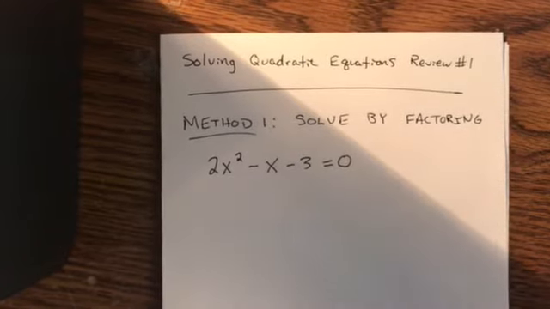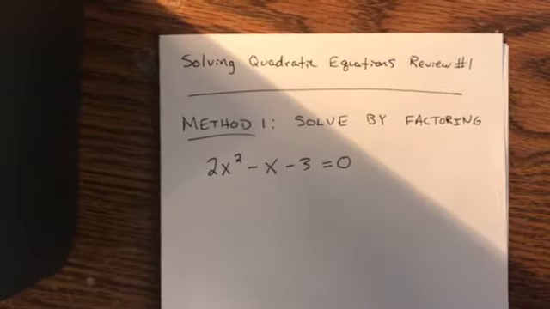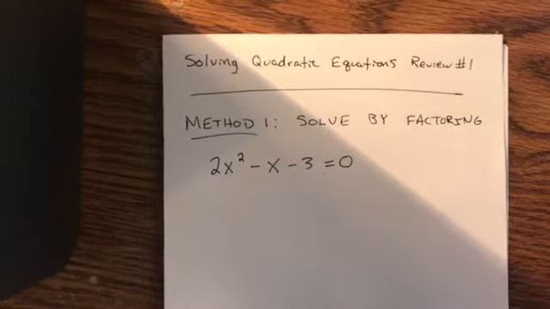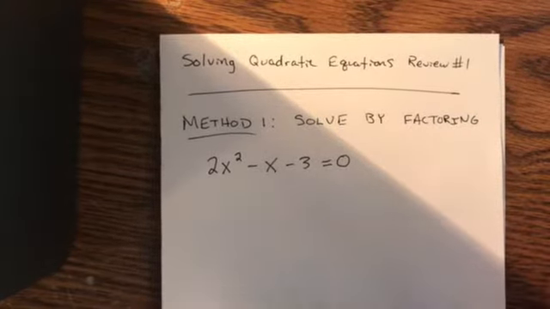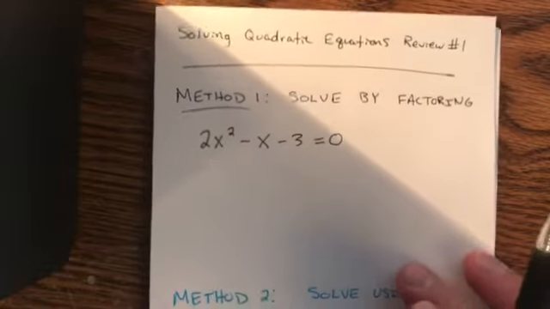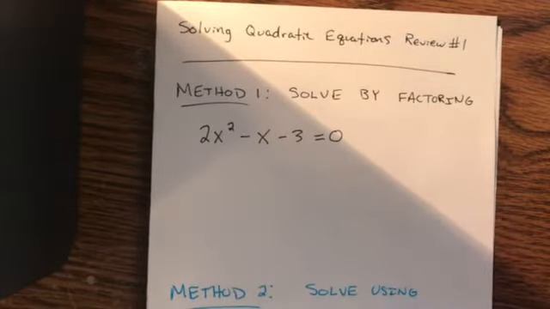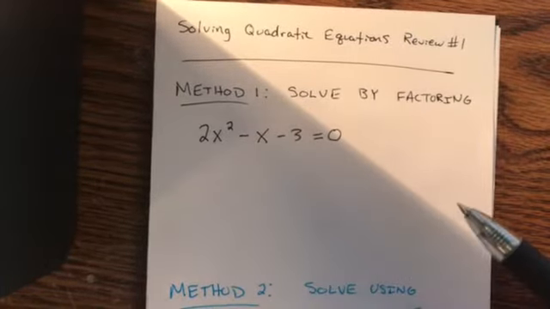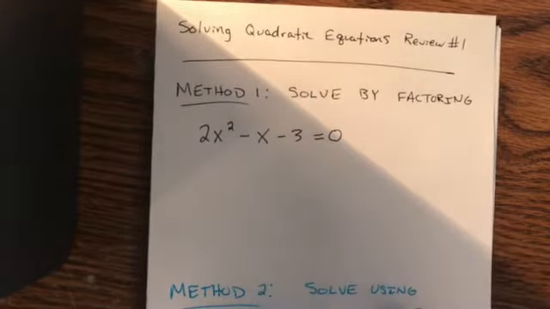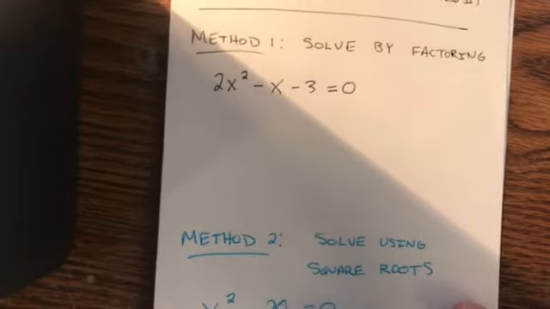All right, hello everybody. What we're doing today is we're looking at a review of solving quadratic equations. So far we have three methods. We'll start with method one, solve by factoring. We did this way back when we were together in class in person using the zero product property.